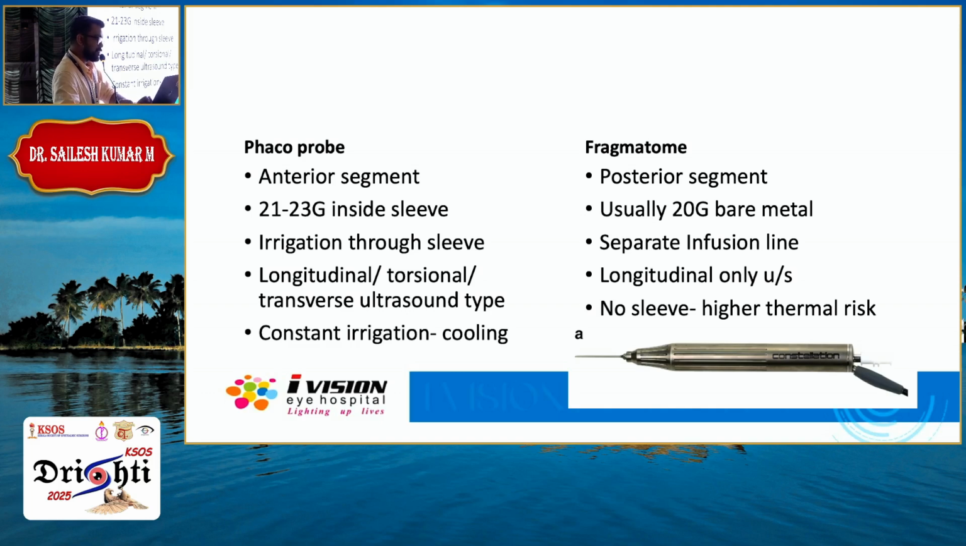Phacoprobe inside the sleeve is 21 to 23 gauge, whereas the fragmentome is 20 gauge. It does not have a sleeve, it's a bare metallic tip. Fragmentome has a separate infusion line and phacoprobe has irrigation through the sleeve. Fragmentome uses only longitudinal ultrasound. Phacoprobe has longitudinal, torsional, or transverse ultrasound types. Because of the sleeve and irrigation through the sleeve, there is constant irrigation and cooling for the phacoprobe. But fragmentome has a thermal risk because there is no sleeve.